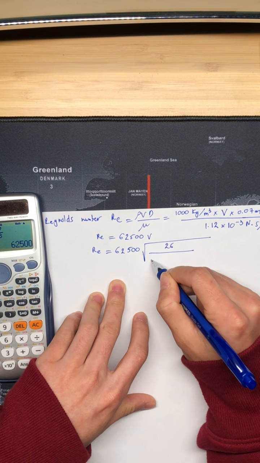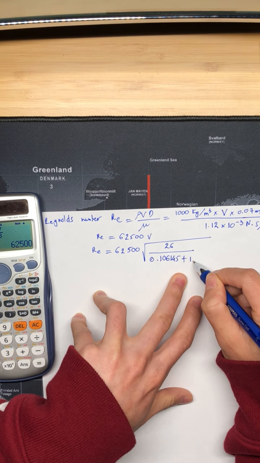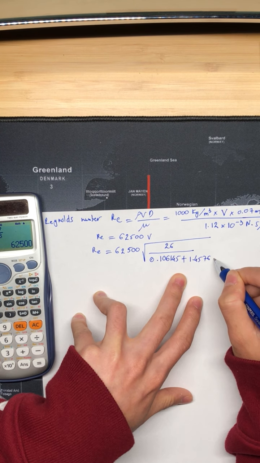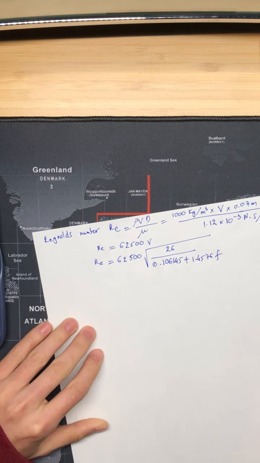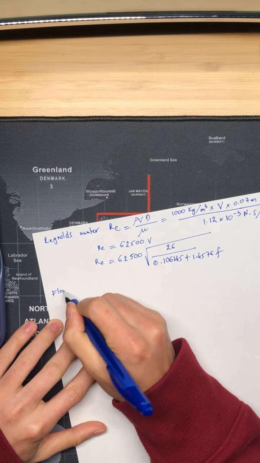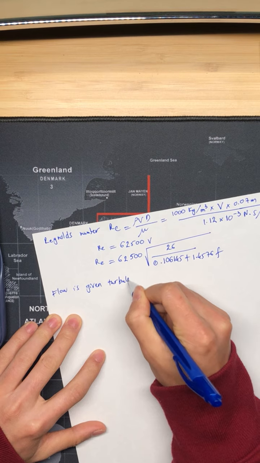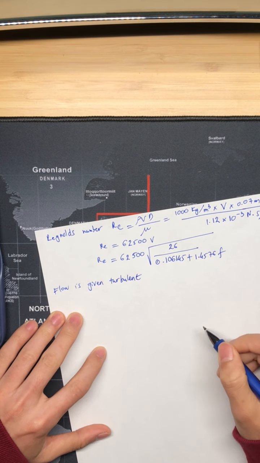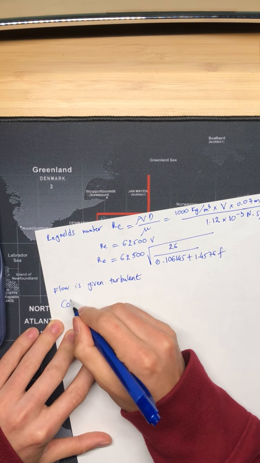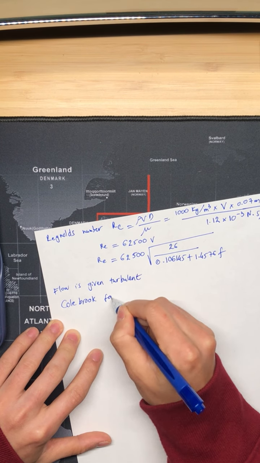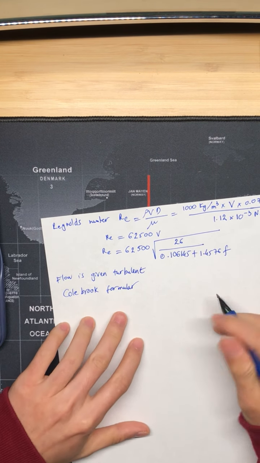6 over 0.106145 plus 1.4576 F. Okay, so the flow is given turbulent, which means we can use Colebrook formula to find the friction factor.